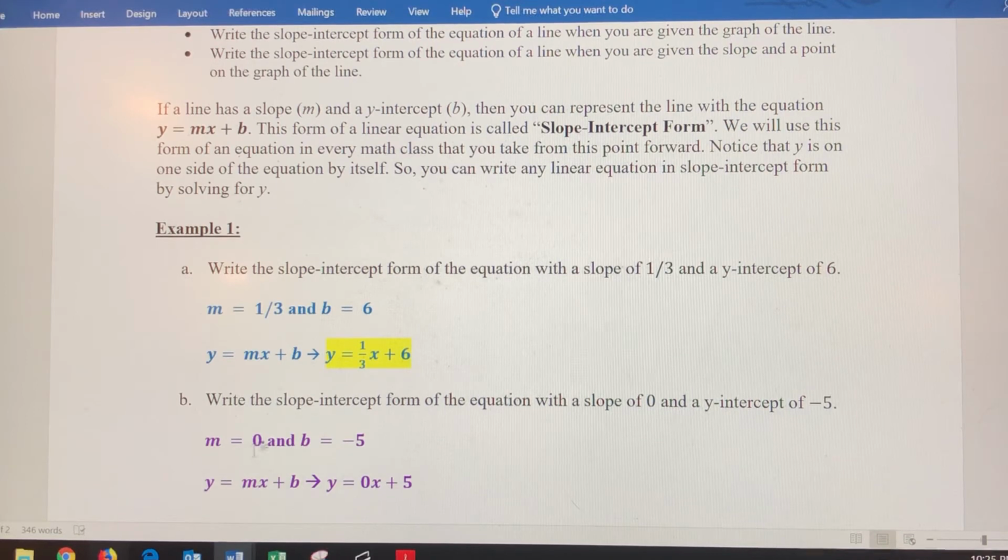I replace m with 0. I replace b with -5. So this should be a -5 here. What happens here, we don't need that 0x there. So the equation is just going to be y equals -5, because the 0x just goes away. So y equals -5 is the equation in slope-intercept form of the line that has a slope of 0 and a y-intercept of -5. So that's how you write an equation in slope-intercept form when you're given both pieces of information.